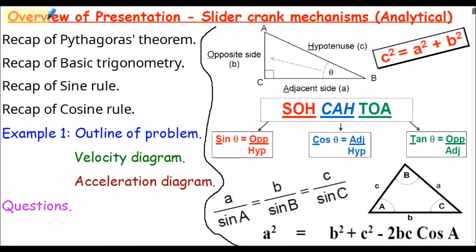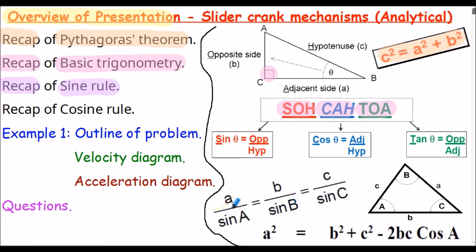And here's an overview of the presentation. The presentation commences with a very brief recap of Pythagoras' theorem, shown here. Brief recap of basic trigonometry, our SOHCAHTOA mnemonic, used to define the sine, cos and tan functions. Don't forget, Pythagoras' theorem and basic trig solve right-angled triangle problems only. Then there's a recap of the sine rule, shown here, and also a recap of the cosine rule, shown here. And the sine and the cosine rule solve non-right-angle triangle problems.